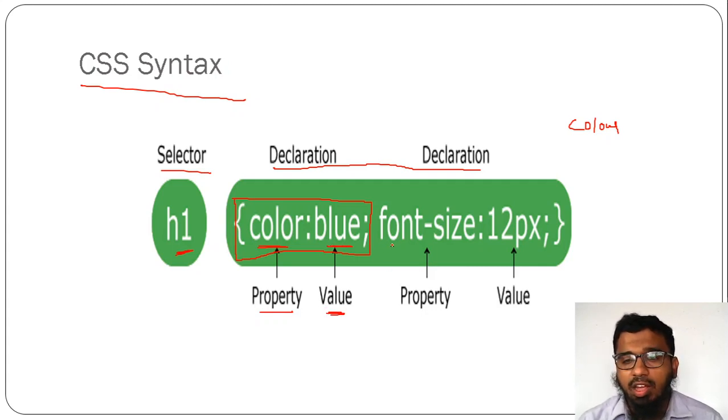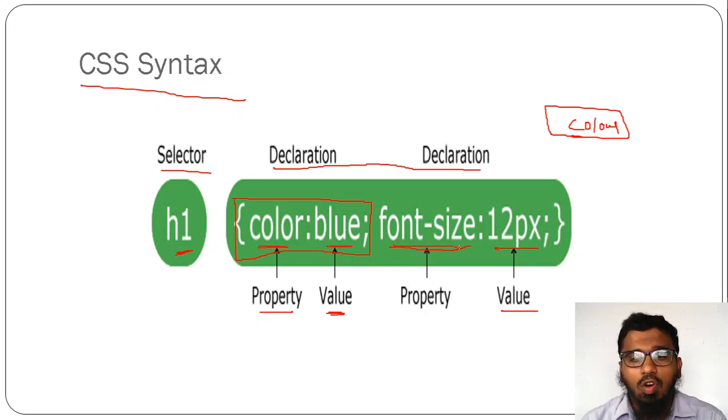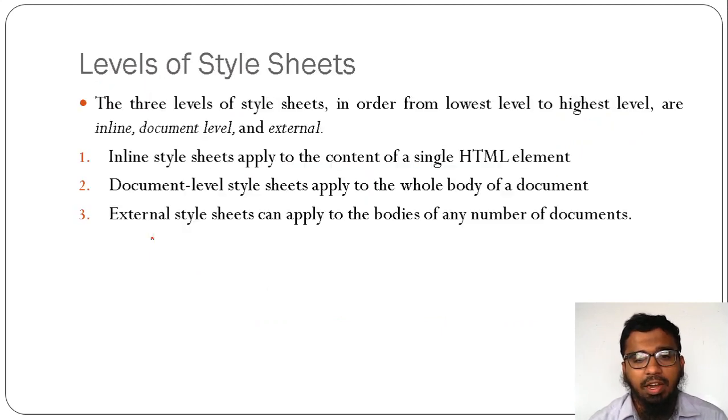In the same way, in the declaration, font size: what is the size of this font? Font size is 12px. 12px, pixels, is a value, and font size is a property. So color is blue, font size is 12px, and all this together is called a declaration. This is a simple syntax. Today we are going to cover just the theoretical part. In the next class we will see the practical.